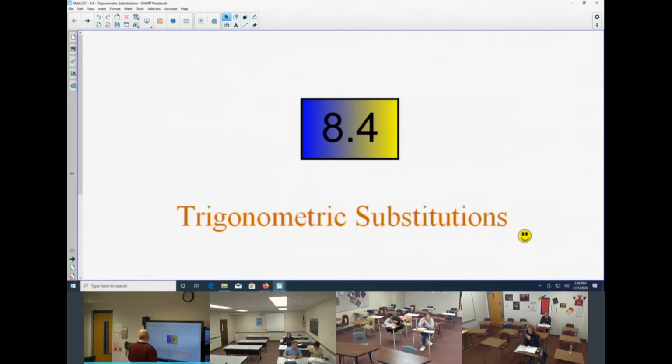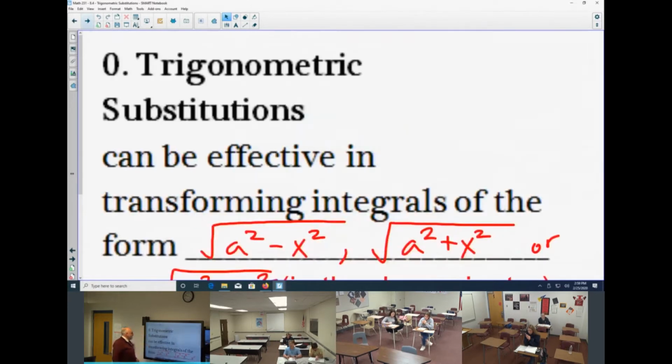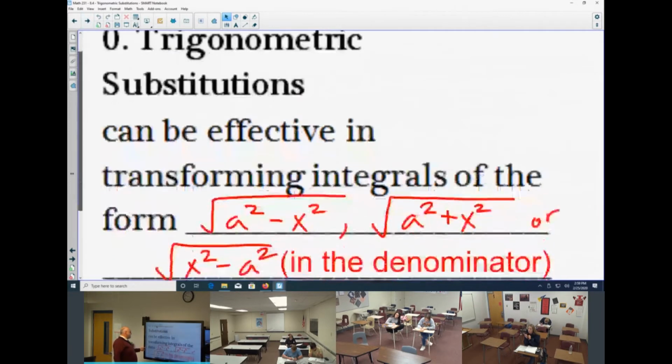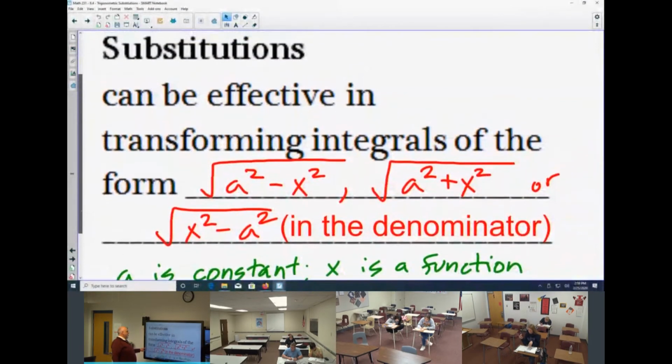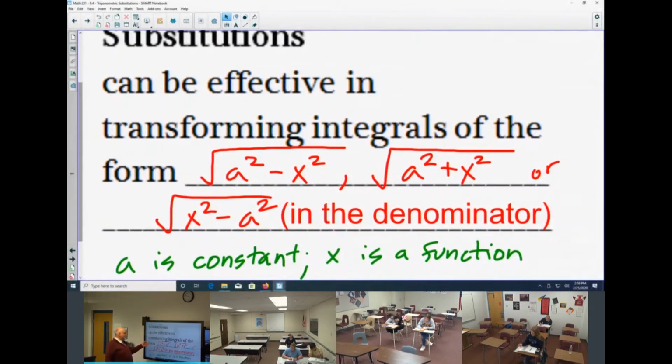No, but anyway, so here's the idea: we're going to use trigonometric substitutions when we have these three patterns. When we have radical a squared minus x squared, radical a squared plus x squared, or radical x squared minus a squared, specifically in the denominator. I've seen some where they're not in the denominator, but 99% of the time, one of those will be in the denominator. And a in this pattern is a constant, x is a function.